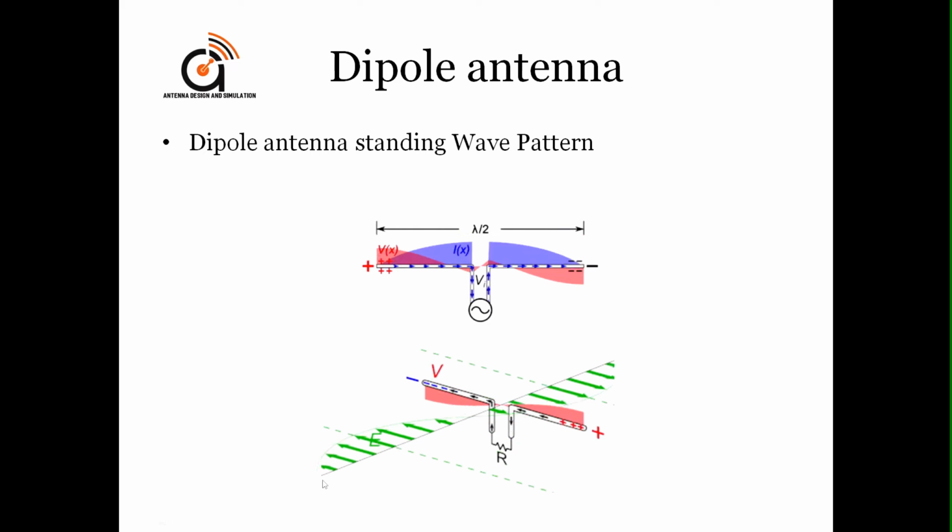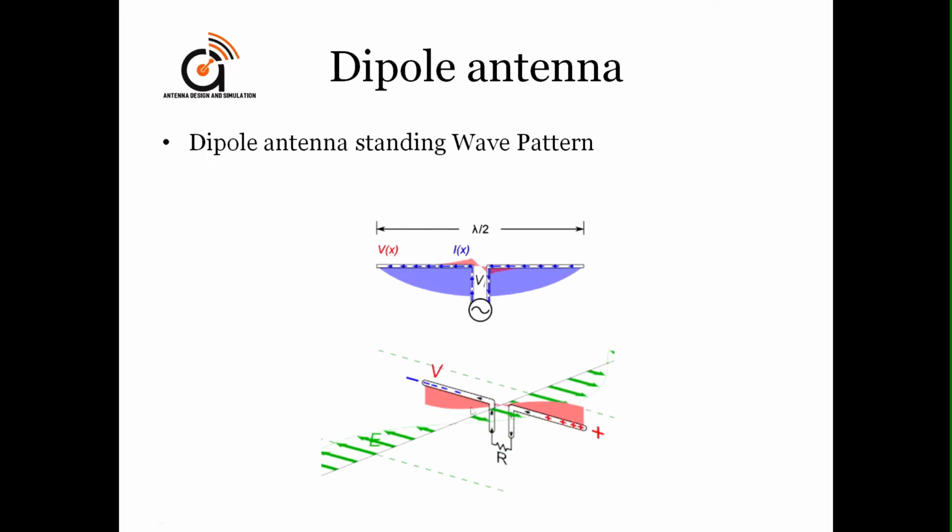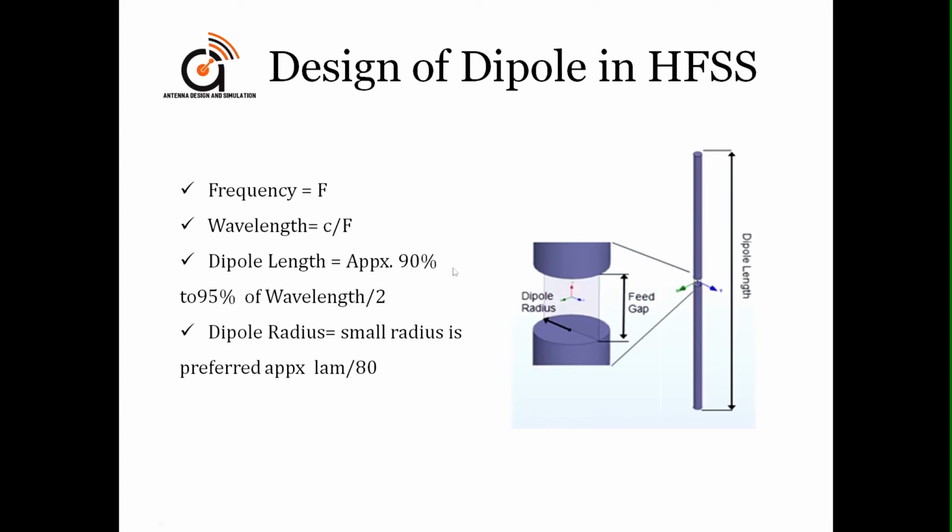So you can see the electric field is coming here and it is inducing the voltage on the antenna. So to design a dipole antenna in any simulation tool, like we are going to use HFSS, that is high frequency structure simulator, we basically require three things. First one is the dipole length. This will be equal to lambda by 2. The second one is feed gap. What will be the distance between the two arms of the dipole, that is called a feed gap. And third one is the dipole radius.